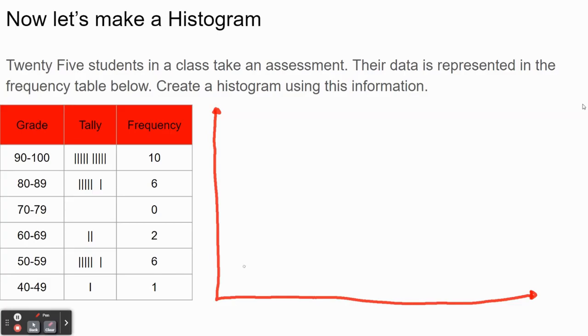On our x-axis, we're just going to have our various categories. So you could put grade here. And we're going to just list them in order. I think I'm going to do this in reverse order because that makes a little bit more sense.